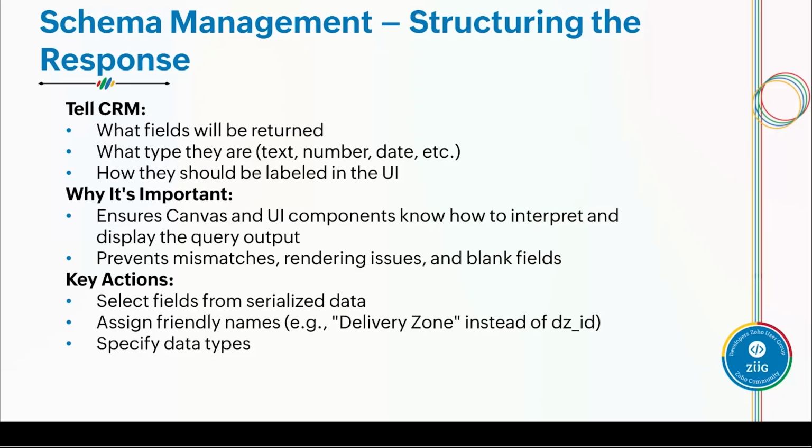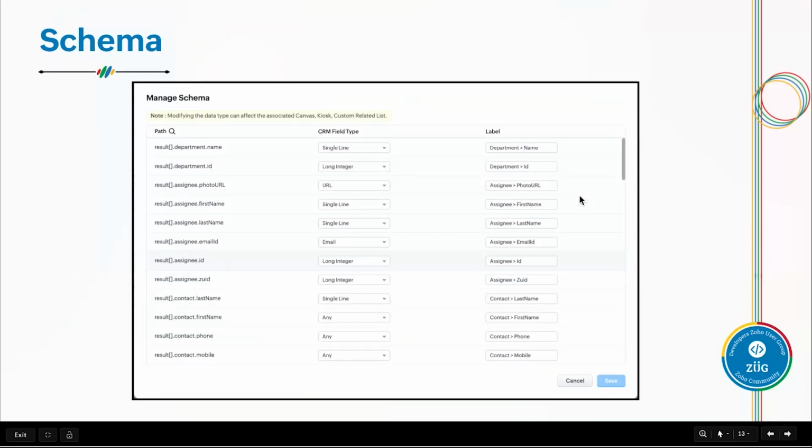So the same API output will always render predictably inside Canvas, kiosk, or related lists. This is the image that shows the schema of a query. A query would have all these fields in its response, and we have the corresponding CRM field type.